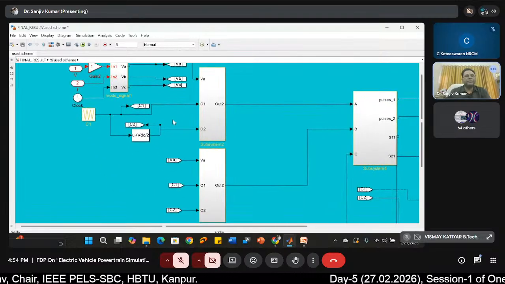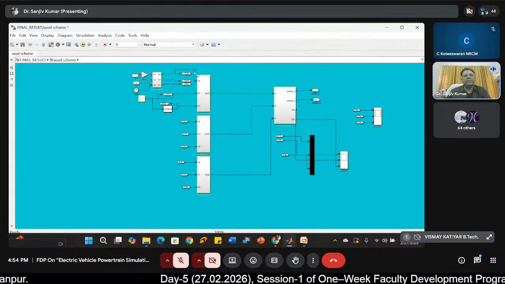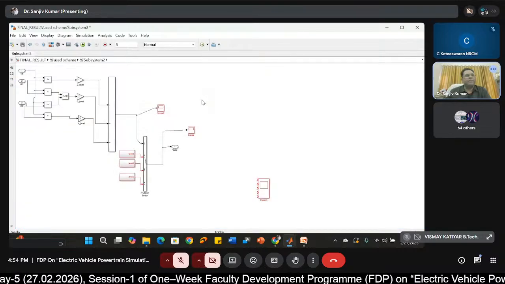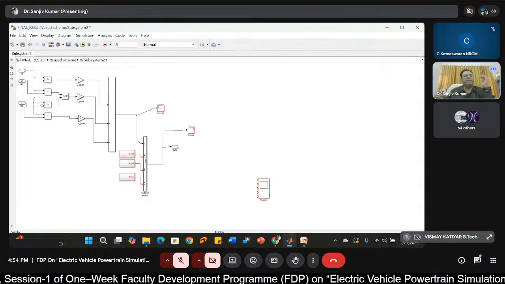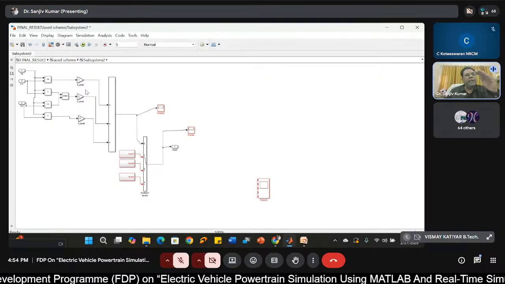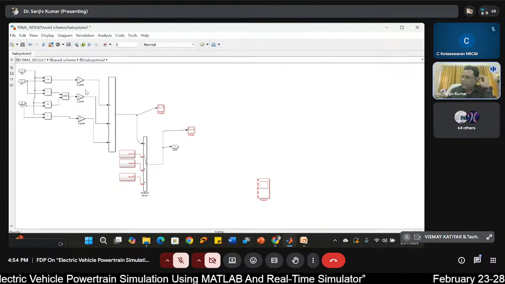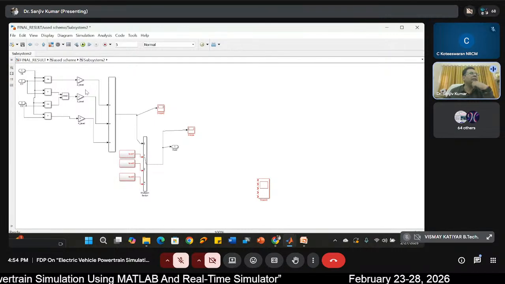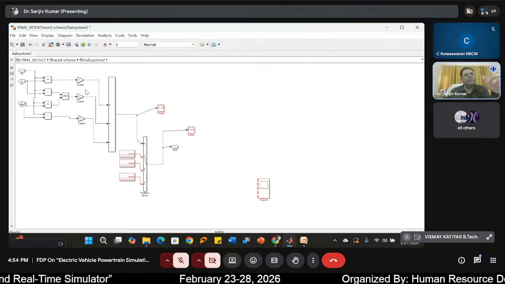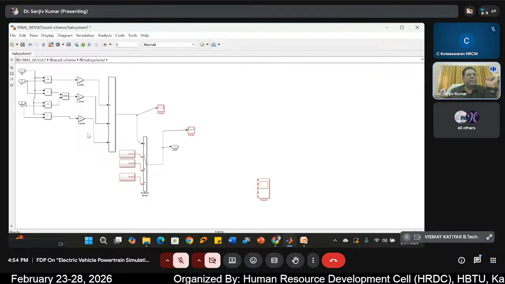Here you can see these are the three signals which are generated here. This is the 3-level inverter, meaning level 1, level 2 and level 3. When you require minus VDC by 2, then level 1. When you require 0, level 2. Then when you require VDC by 2, level 3. Likewise, three signals are there.